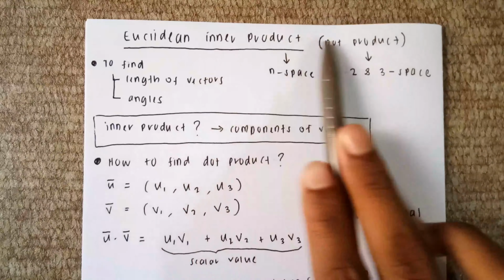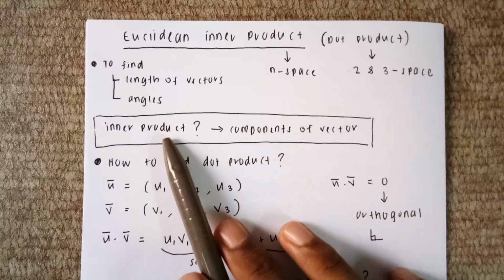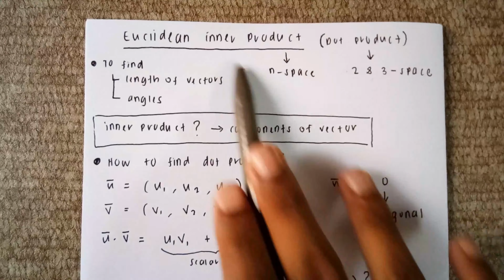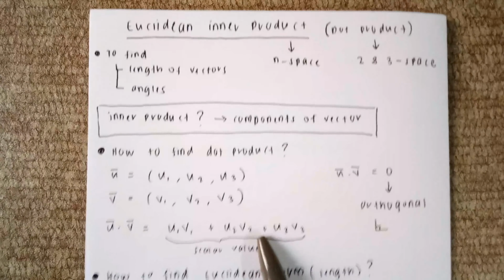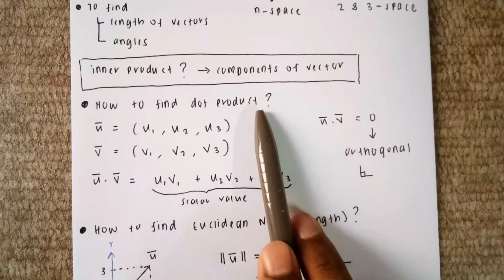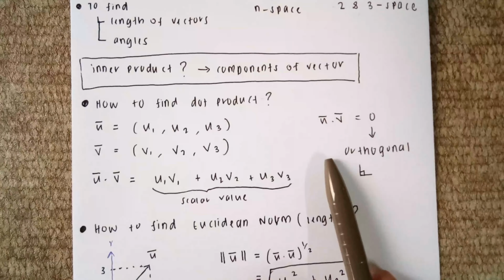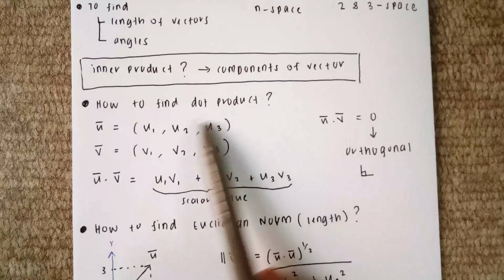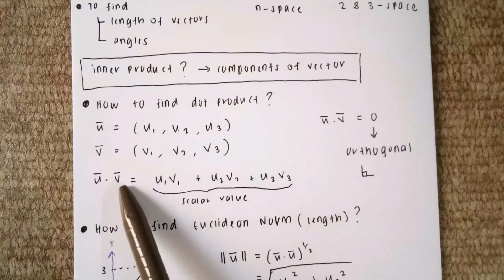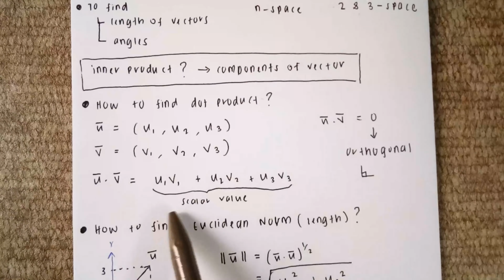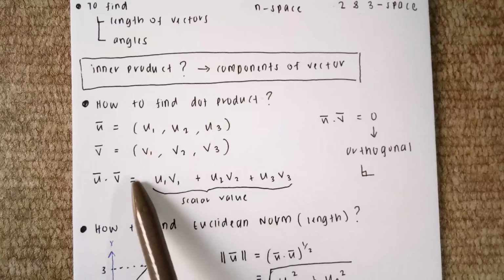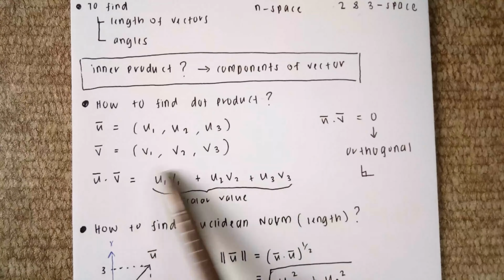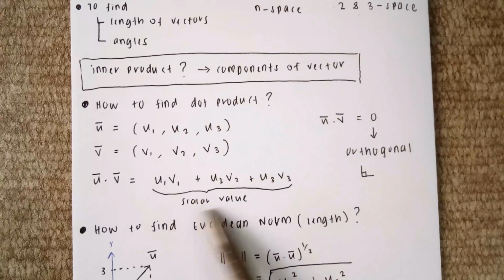So why do we use the word inner product? Actually, we use the inner product because we have to find the product between the components of the two vectors. So how do we find the dot product? Of course we have to have two vectors, u bar and v bar, and the dot product is denoted like this: u vector dot v vector. To find the dot product we multiply each of the components: u1 multiplied with v1, u2 with v2, and u3 with v3, and then we find the total. The answer will be a scalar value.